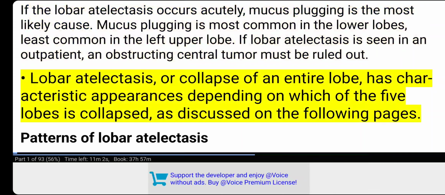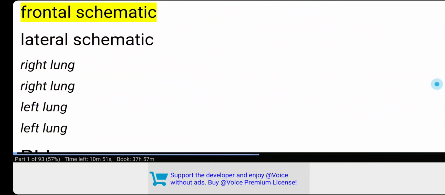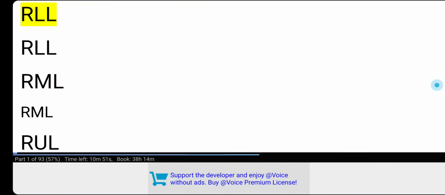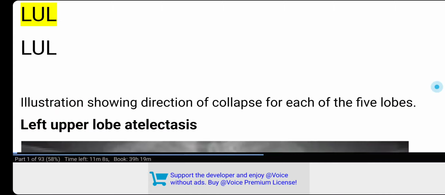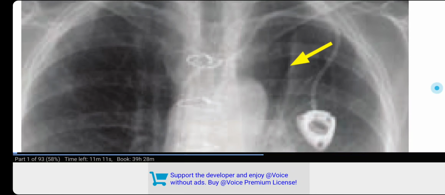Lobar atelectasis, or collapse of an entire lobe, has characteristic appearances depending on which of the 5 lobes is collapsed, as discussed on the following pages. Patterns of lobar atelectasis. Frontal schematic. Lateral schematic. Illustration showing direction of collapse for each of the 5 lobes.